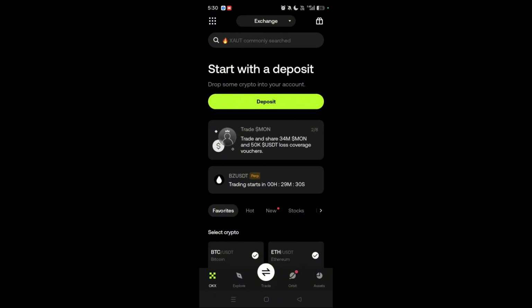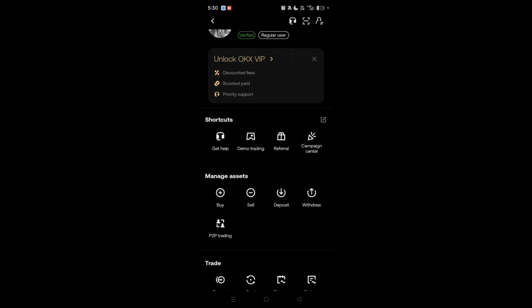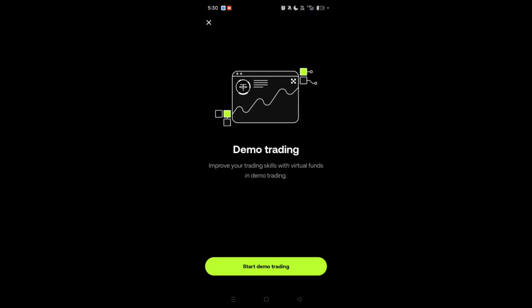Once our OKX right here has been opened up, the next thing we need to do for us to do a demo trade is click on the top left corner right here. Once you're here, all you need to do is go down till you see demo trading. Press on demo trading right there. Once you're here, click on start demo trading.